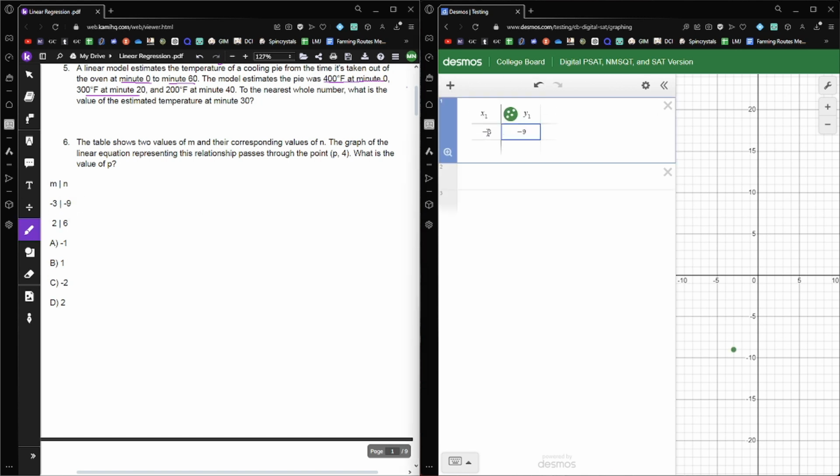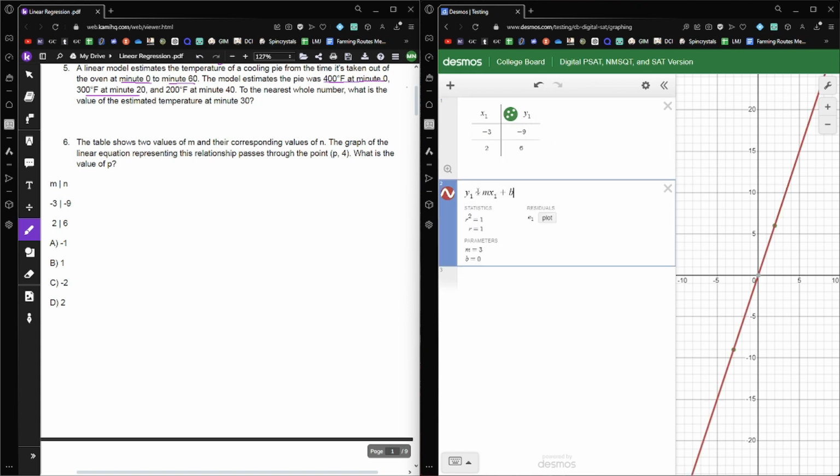But if you really look at it, you can tell that it's just multiplying by 3. So there we go. Now we're trying to find this one point right here where the y value is 4. We just have to find the x value. And there's two ways, I think. There's probably more ways, but I know two ways you can do this.